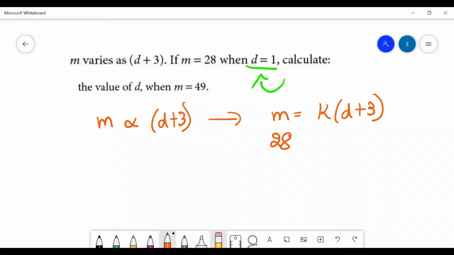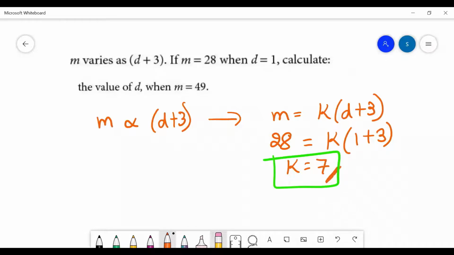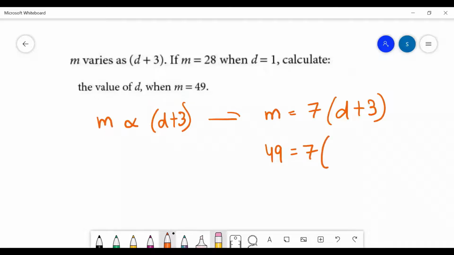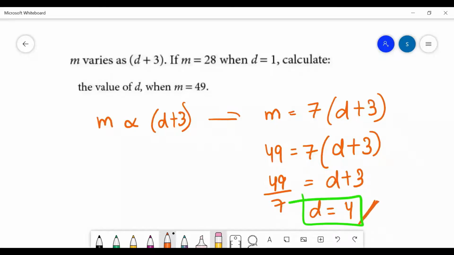So M, 28, equal to K into D, which is 1 plus 3. When you solve this, you get K equal to 7. So that's step 2. We found out the value of the constant K. So put that value in the equation, M equal to 7 into (D plus 3). Now what they're asking in the question is, find out the value of D when M equal to 49. So substitute M as 49 equal to 7 into (D plus 3). So 49 by 7 equal to D plus 3. And when you solve this, you get D equal to 4.